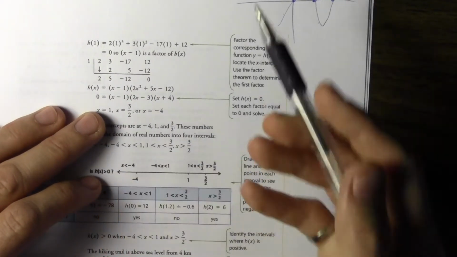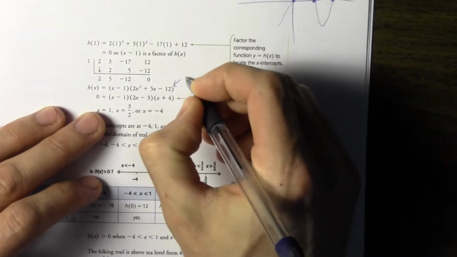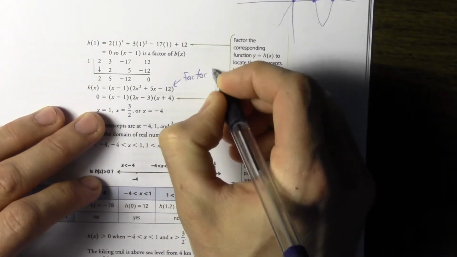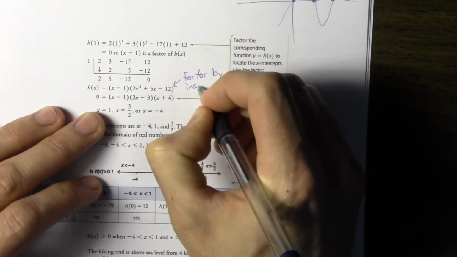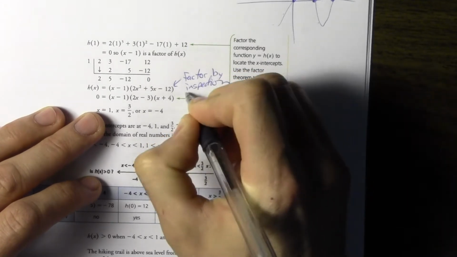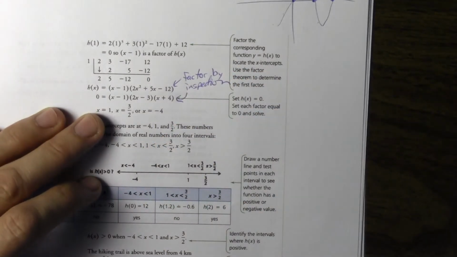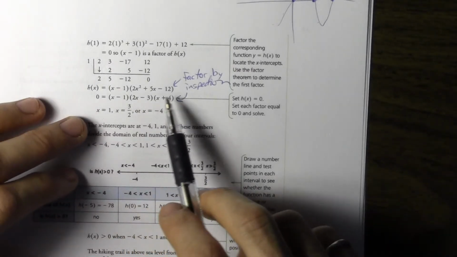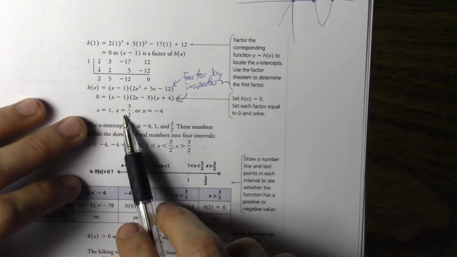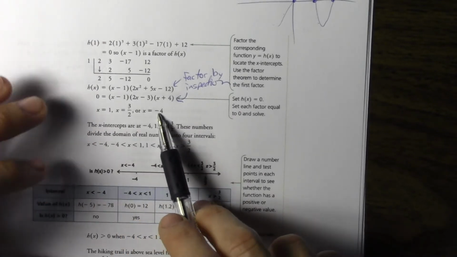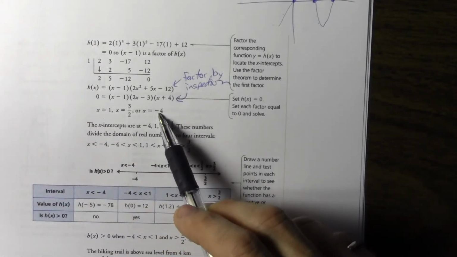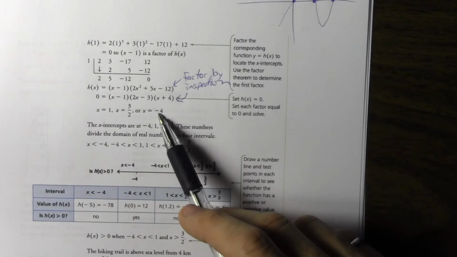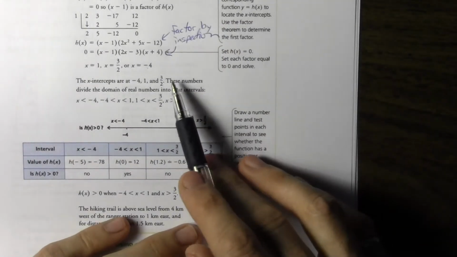Okay, we can factor this by inspection. And we get this result. Now we have our three x-intercepts: x equals 1, x equals 3 over 2, and x equals negative 4. Any questions up to here? This is review from last section. Okay, so these are our x-intercepts.